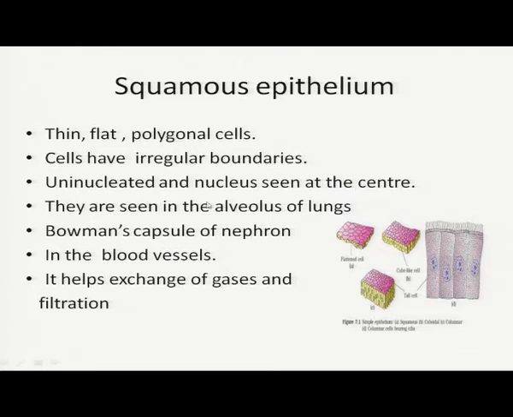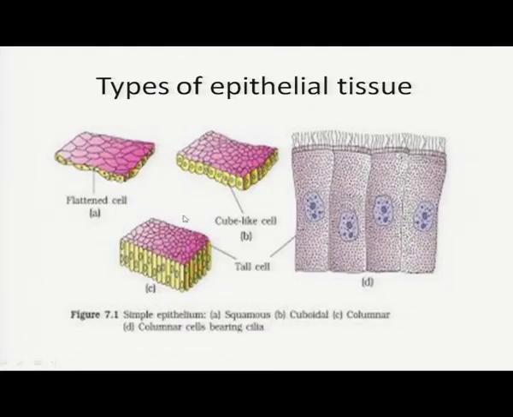Now, in our body where can it be seen? They are seen in the alveoli of lungs. Similarly, in the Bowman's capsule of nephrons, the unit of the kidney. Inside of the blood vessels, it is seen as a lining. It helps in exchange of gases and similarly filtration. So, these are the different types of epithelial tissues as already I have told you.